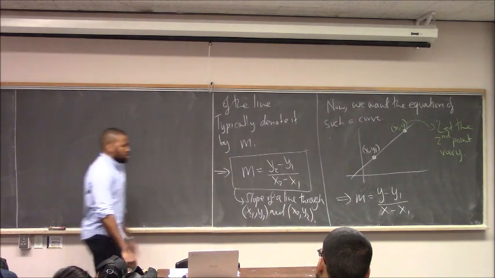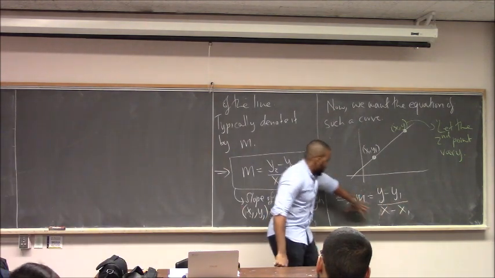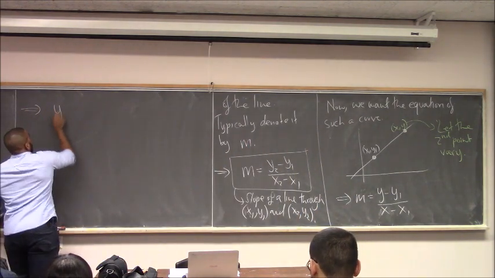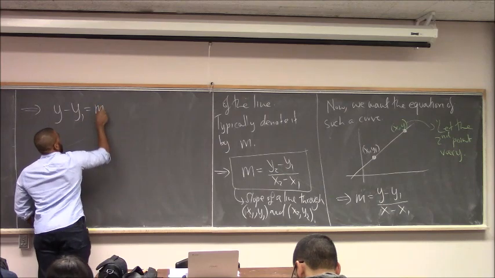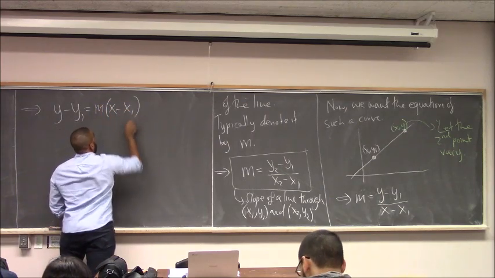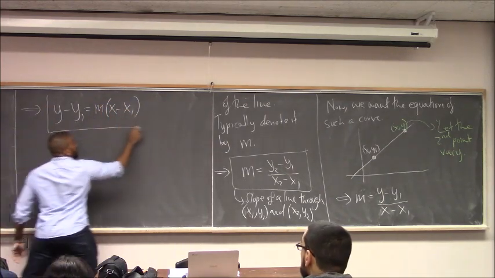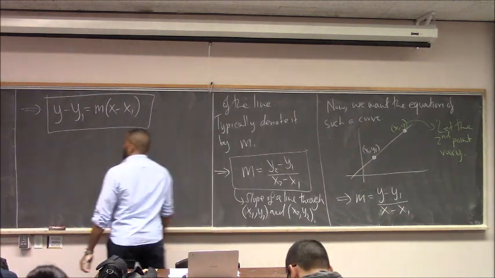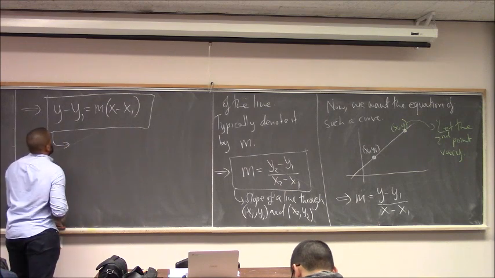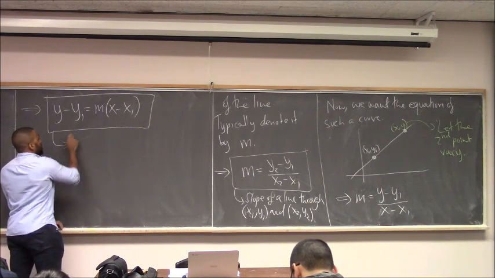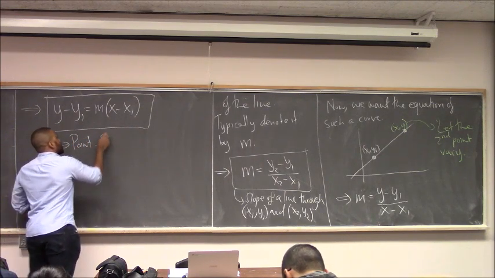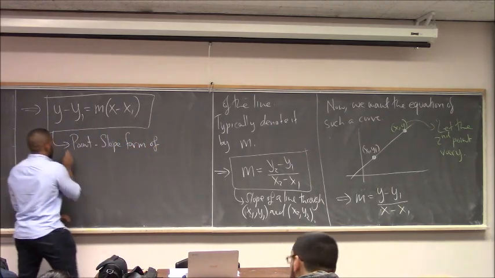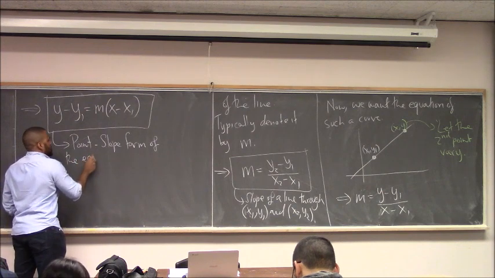And then I can multiply both sides by x minus x1, and we get y minus y1 equals m times x minus x1. This is a very important formula. It is the equation of a line. It is one of several versions. This is called the point slope form of the equation of a line.